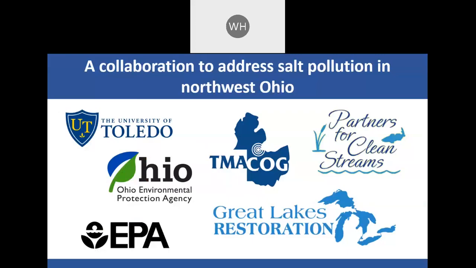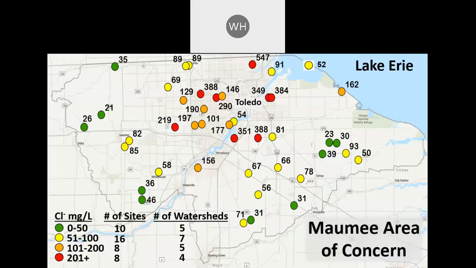So here in northwestern Ohio, in the Toledo area, in the Maumee area of concern, we've established a collaboration. And if you're interested, talk with Bob Miltner with the Ohio EPA there in your audience. He's a brilliant scientist and well versed in the impacts of salt pollution and things like that. This collaboration we established a couple of years ago to figure out how do we address, I showed you this graph before, how do we address salt pollution in this area?